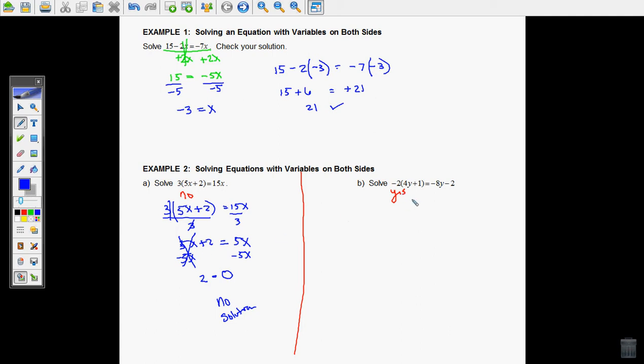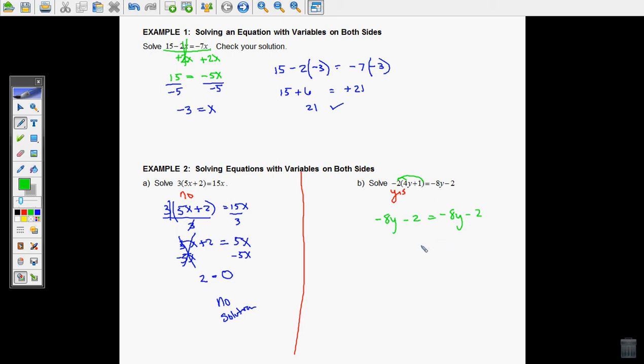Now, for part B, let's see if we get something crazy going on over there as well. Why don't I do this one? You can see the green. In green, I said I was going to distribute on this side. So the first thing I do is negative 2 times 4y, which is negative 8y, and negative 2 times 1, which is negative 2, and then the right side I didn't touch. Negative 8y minus 2.